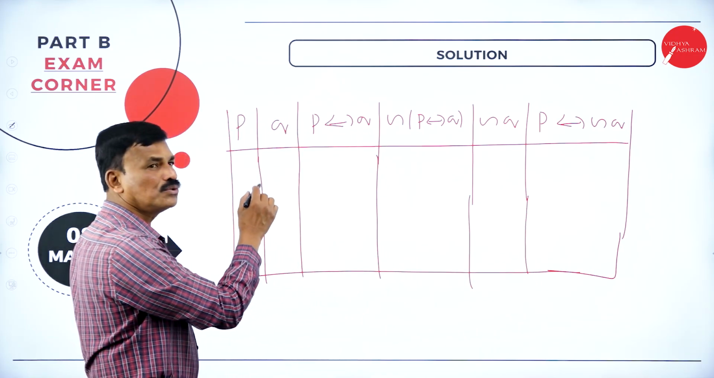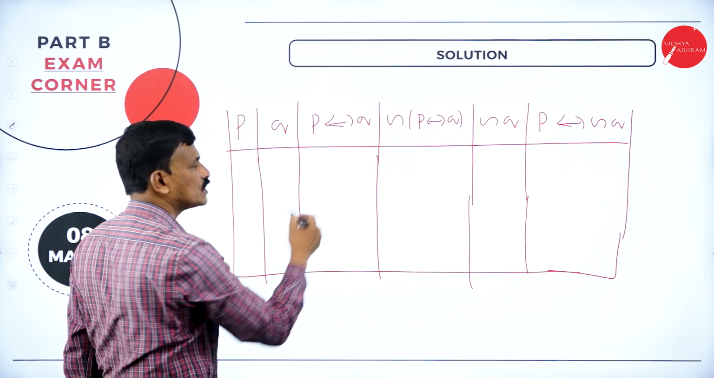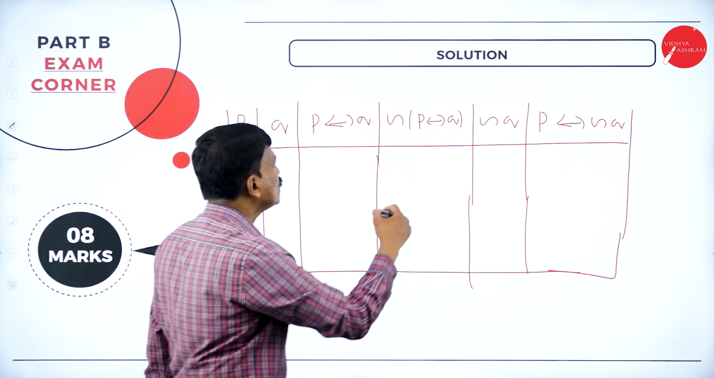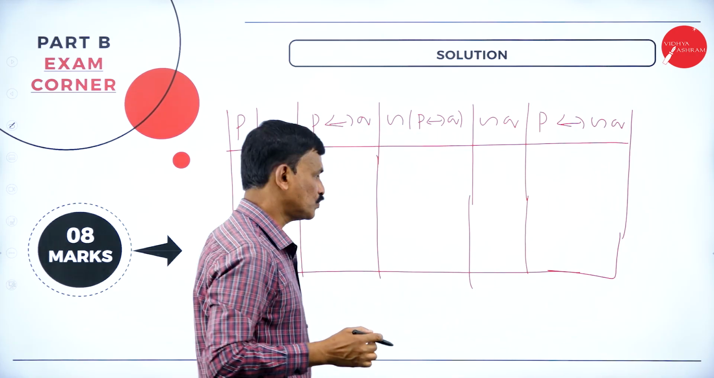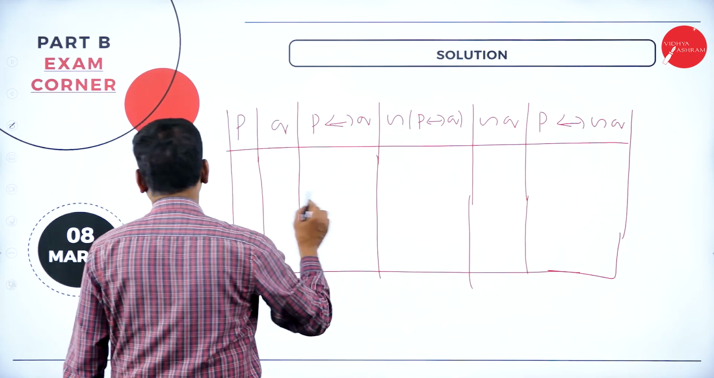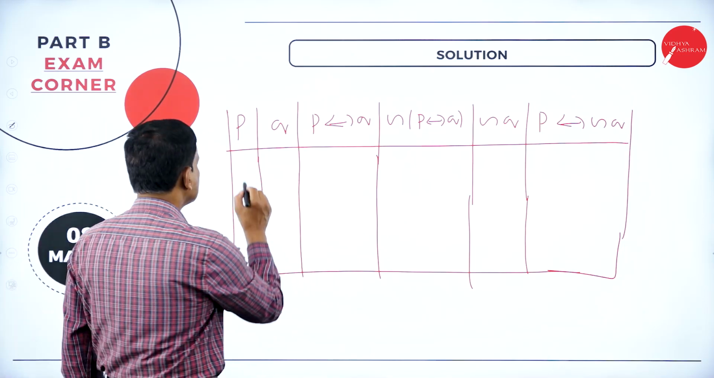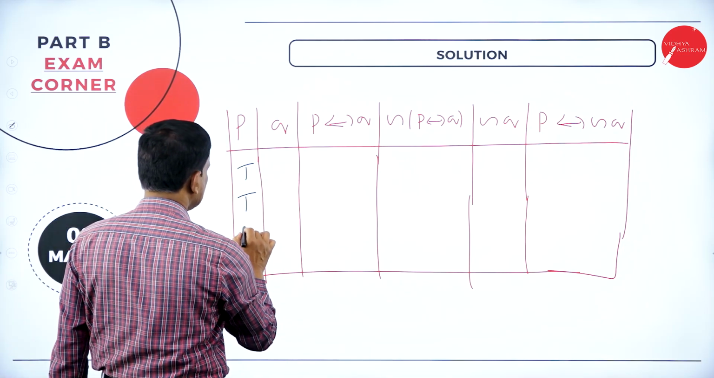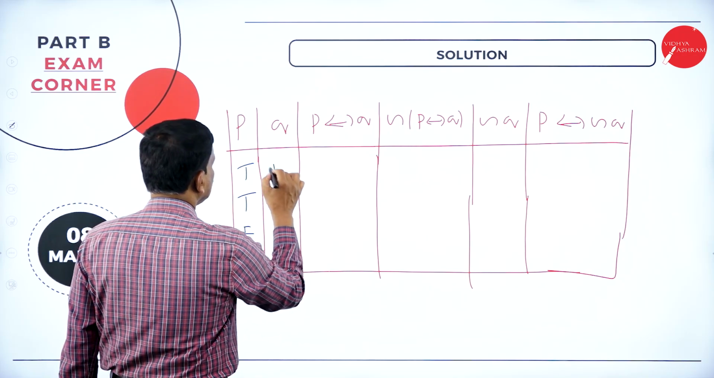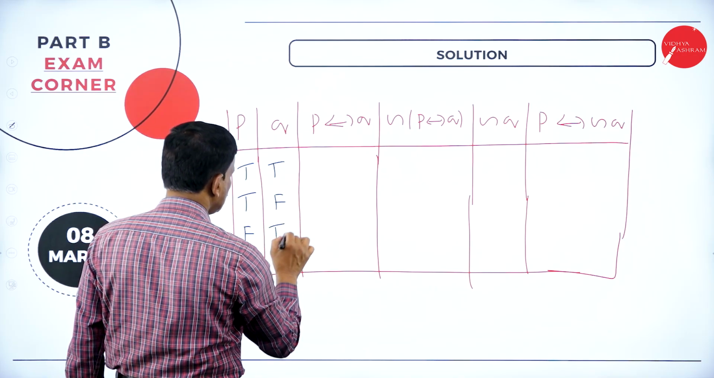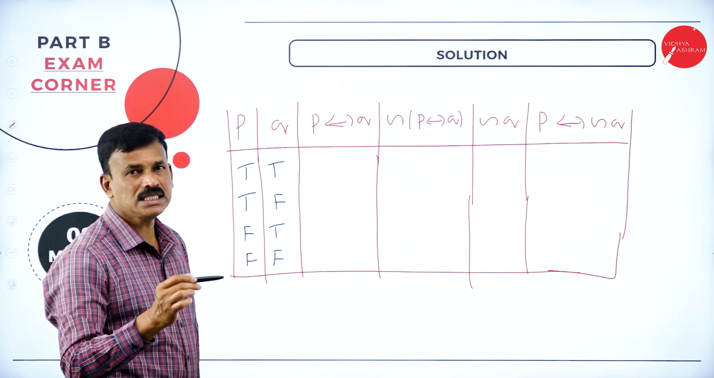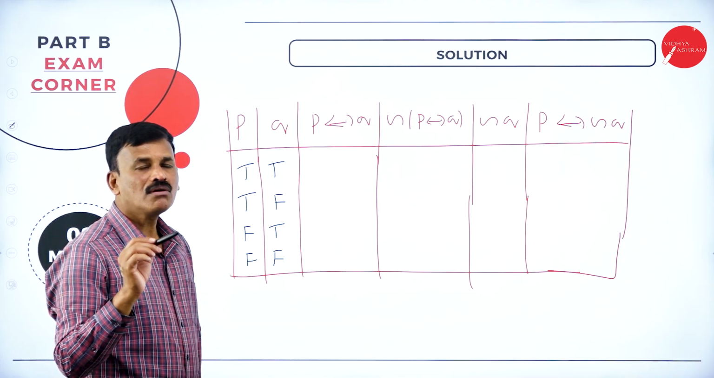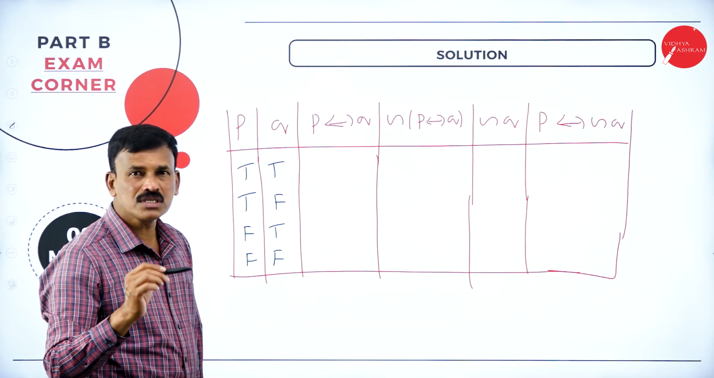So, P biconditional to Q, negation of P biconditional to Q, negation Q, P biconditional to negation Q. Now, just write down the truth values. So, what are the truth values for this? For P: T, T, F, F. For Q, it alternates: T, F, T, F.